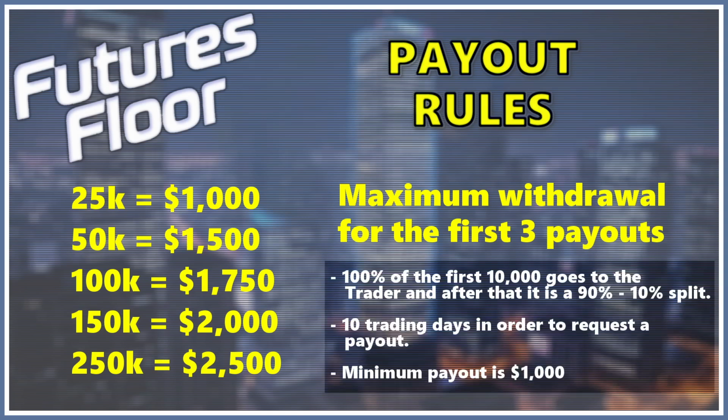Payouts are processed once a week and can be requested at any time. They're processed by wire transfer or PayPal. The first 10,000, 100% goes to the trader. I like that. After that, it's a 90-10 split. That's pretty standard among the industry. As I said before, you need 10 trading days in order to request a payout, and only 2 of those can be flipping days. And your minimum payout is $1,000.